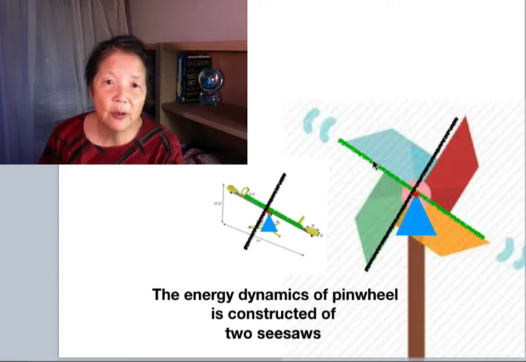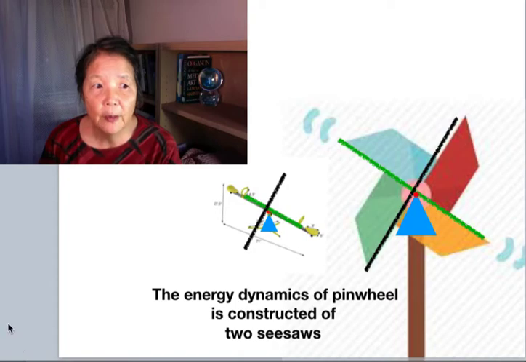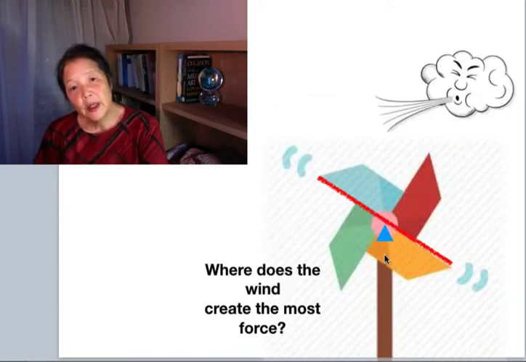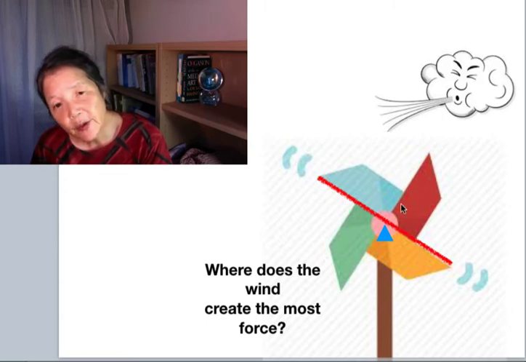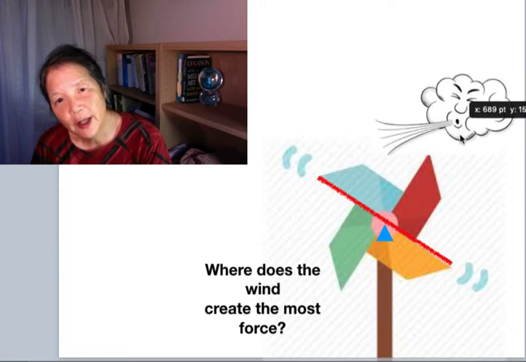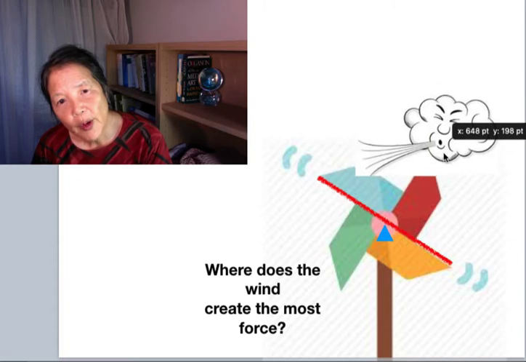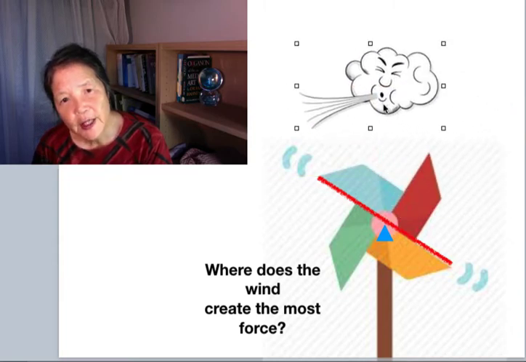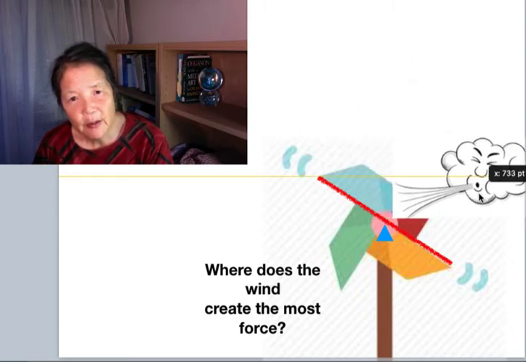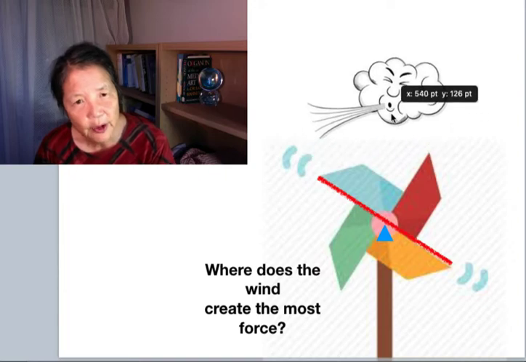If this isn't balanced, this pinwheel is not going to turn very well. If you have wind blowing on the pinwheel, then the next question would be, if this wind could blow anywhere, where would the wind blow and be the most effective? Just think about it for a second. Would it be more effective here or here or here? Here? Well, that wouldn't do much.